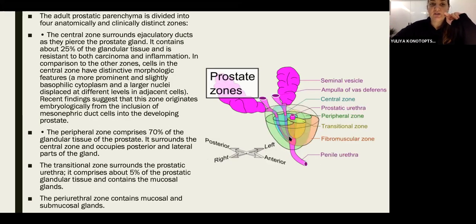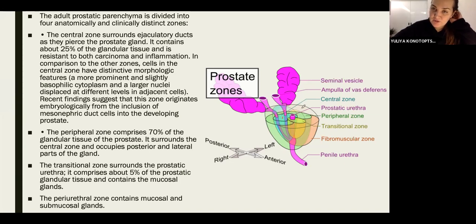Prostate could be divided into several zones. So we have, for example, central zone. Central zone is the area that is surrounding ejaculatory ducts. Central zone is the least likely to become cancerous. Okay, so it's the least likely one to become cancerous.